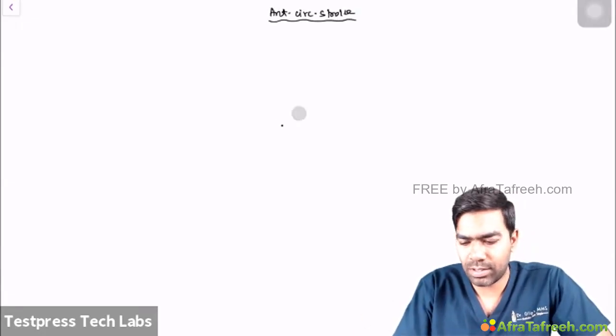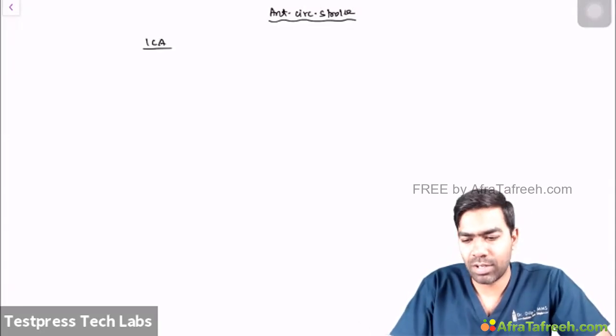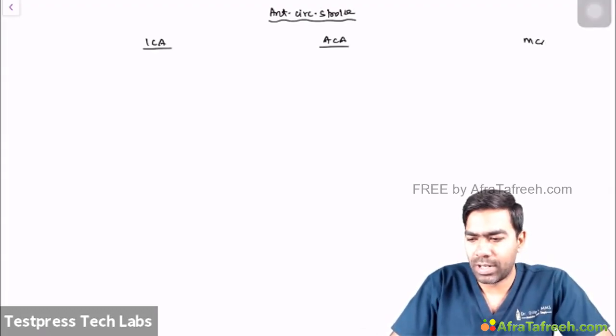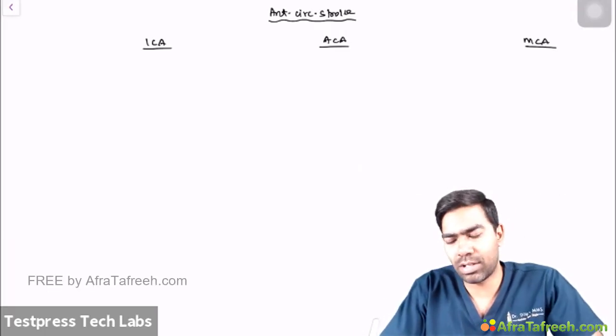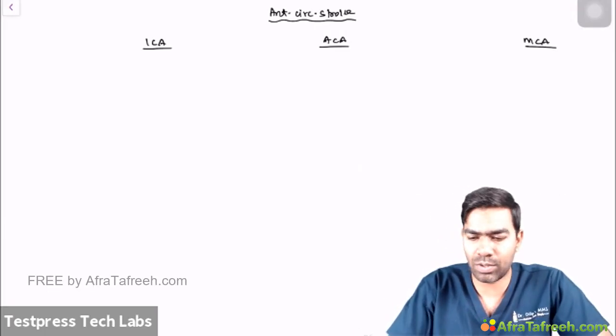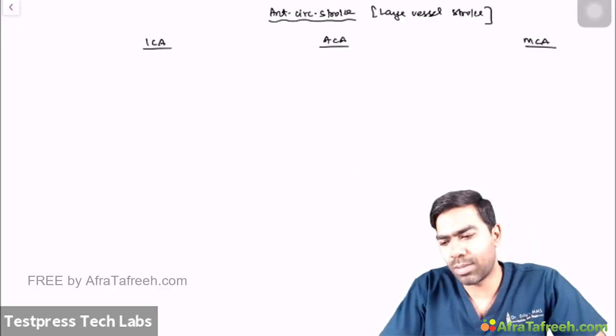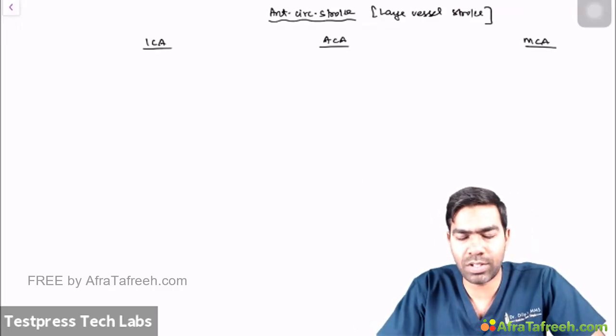So first, we are going to start with the anterior circulation stroke. As far as the anterior circulation stroke is concerned, you can have a lesion in the internal carotid artery, the middle cerebral artery, or the anterior cerebral artery. So this is where you can have the lesion. So we are talking about a large vessel stroke. Remember, you're not talking about a small vessel stroke. In this particular segment, we are talking about a large vessel stroke, the thrombotic or the embolic stroke. Because once you go to the small vessel stroke, this will not make any sense.